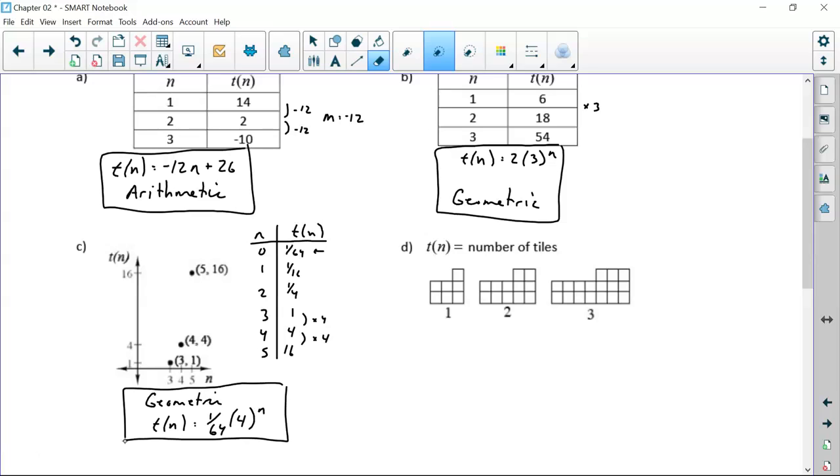Here we're given tiles. I'm going to make a table again. Like I said, it just helps me put my information in easy to see form. We need term 0, we have term 1, term 2, and term 3. In term 1, there are 7 blocks. Then we have 12 blocks, and then we have 17 blocks. So to go from 7 to 12, and then 12 to 17, we're adding 5 each time. Since we're adding the same number, this is an arithmetic sequence.